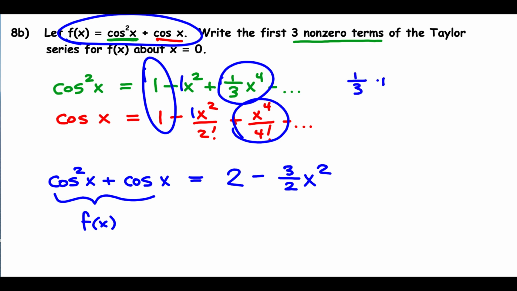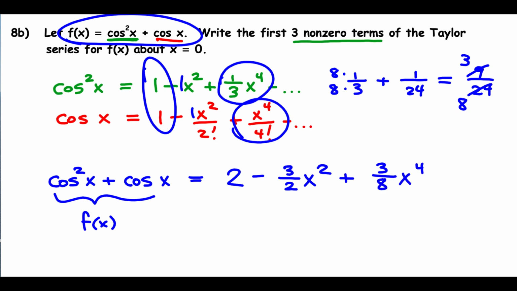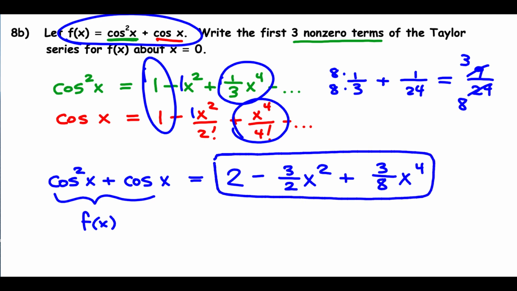Let's see what that makes. 1/3 plus 1/24. Common denominator would be 24. 8/24 plus 1/24. That's going to be 9/24, which will be able to be reduced. You can divide them both by 3. So we're looking at 3/8, again, this is plus, 3/8 x to the 4th. And that represents the first 3 non-zero terms of the Maclaurin series for f of x. All right, that's a win right there. That's 8b. One more part to go.